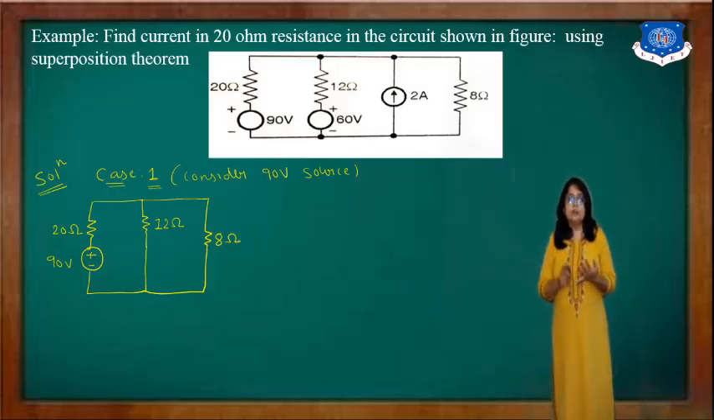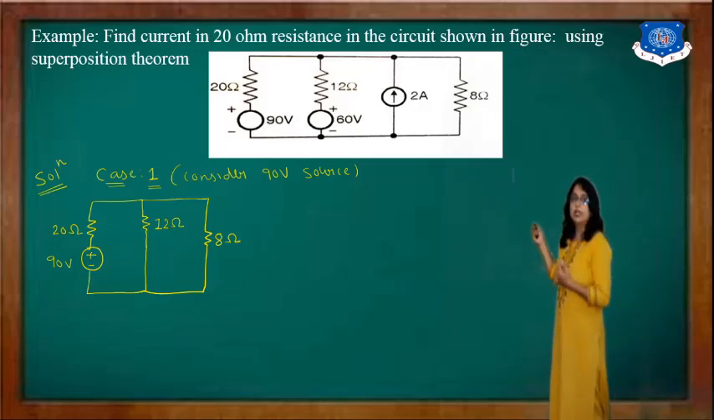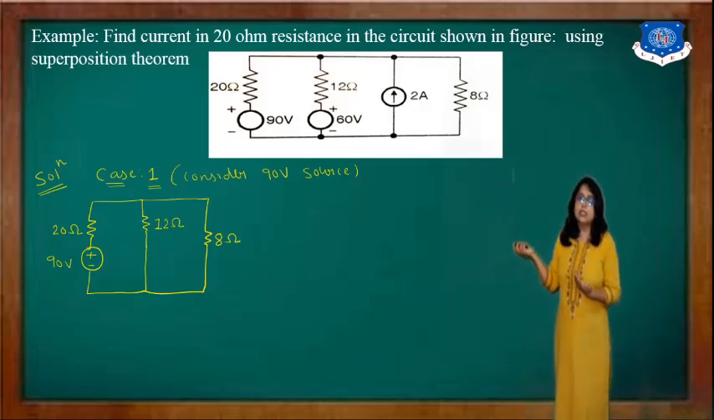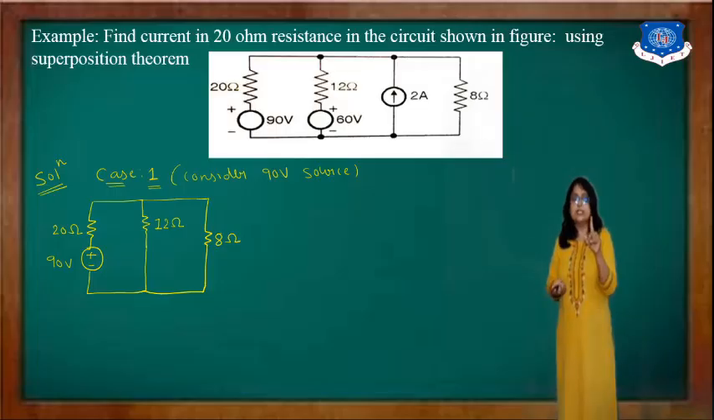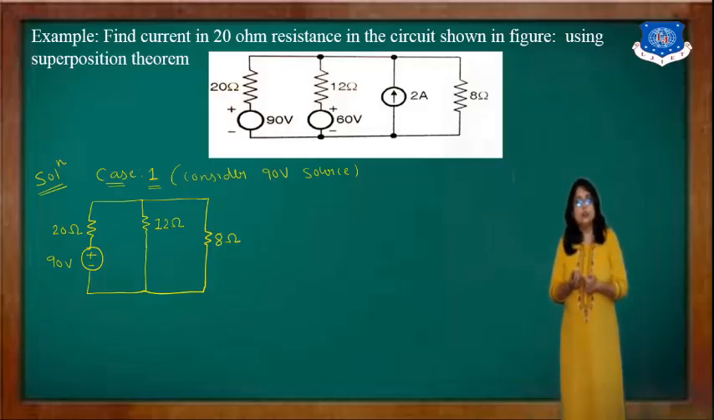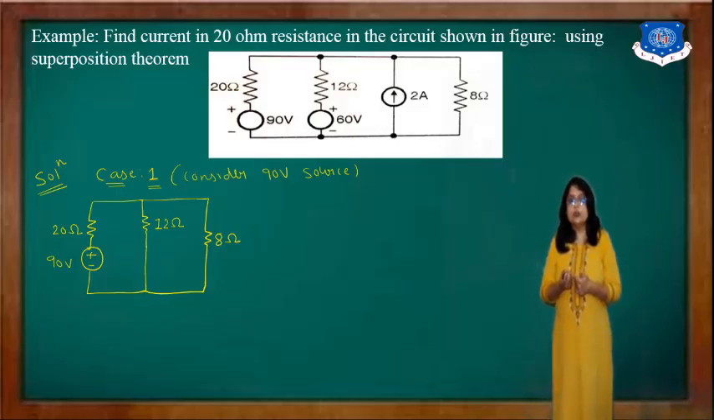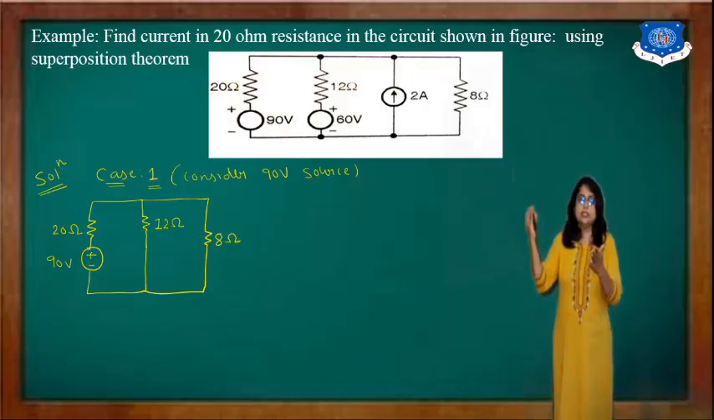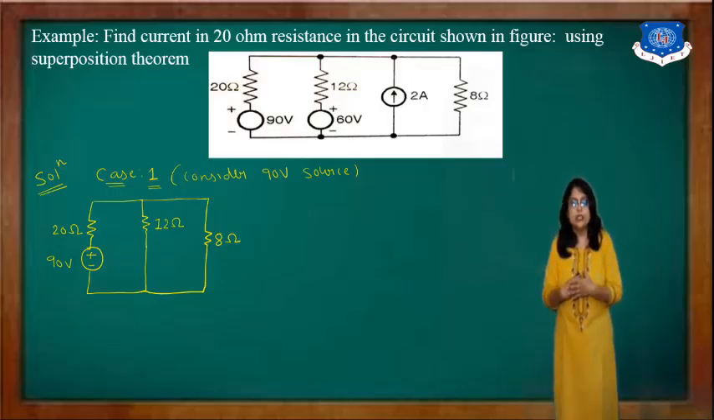For example, if you want to solve this example with the help of node analysis, yes, you can. Here we have only a single node. Write down that node equation. And after getting the value of the node voltage, you just take 90 minus that voltage, divided by 20. That is the current through the 20 ohm resistor.